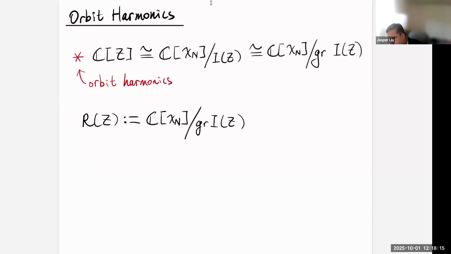And what's even better about orbit harmonics is that it's actually not just an isomorphism of vector spaces. This sequence of isomorphisms will actually remember all the symmetries of this locus of points C. So that means if this C carries some group action, this sequence of isomorphisms will be an isomorphism of group representations.